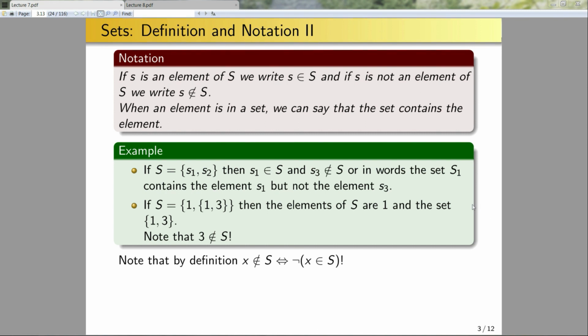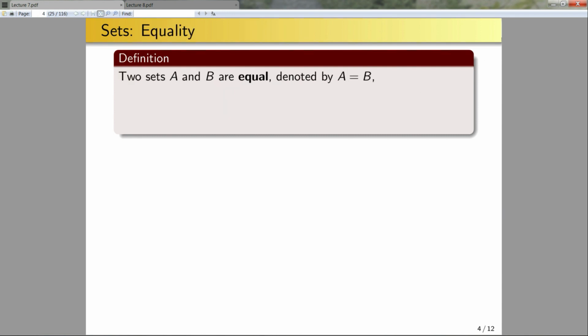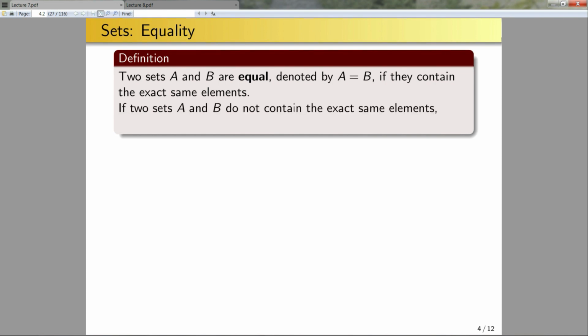So now that we've talked about sets, a natural question to ask is, can we talk about two sets being equal? Previously, I had those two sets where I just changed the order of the elements. Would those be equal? Well, it's natural to want those sets to be equal, so let's define equality. Two sets A and B are equal, denoted by A = B, if they contain the exact same elements. So this naturally gives another definition. If two sets A and B do not contain the exact same elements, well, then we're going to say that they're not equal, and we're going to write that A is not equal to B.